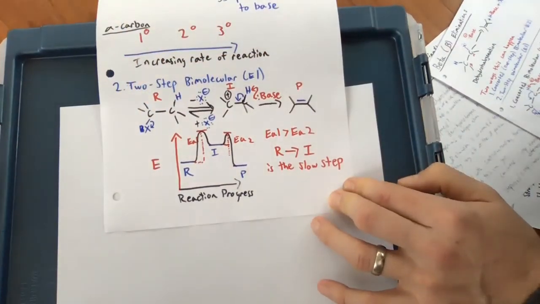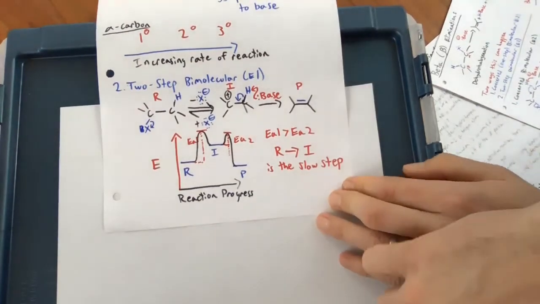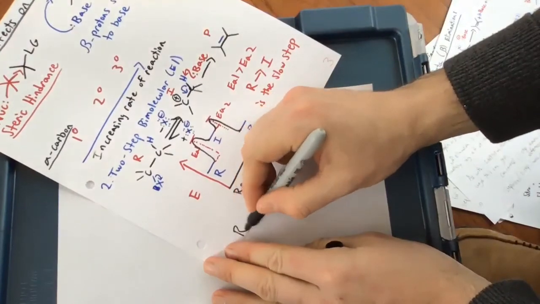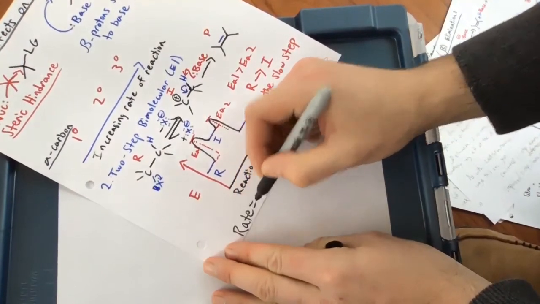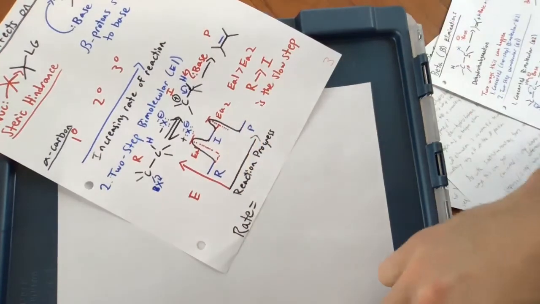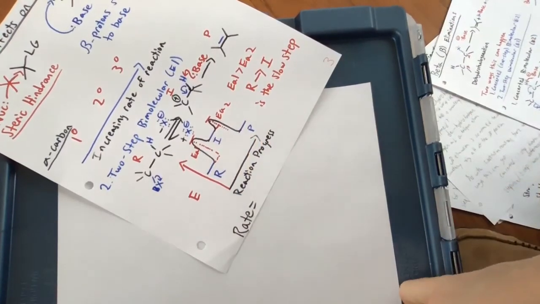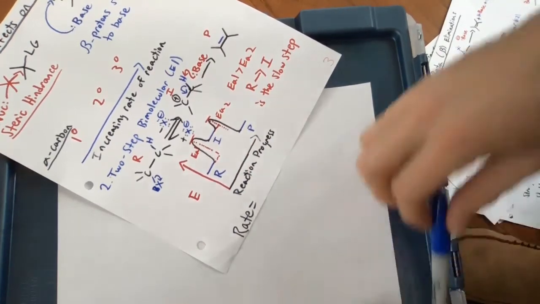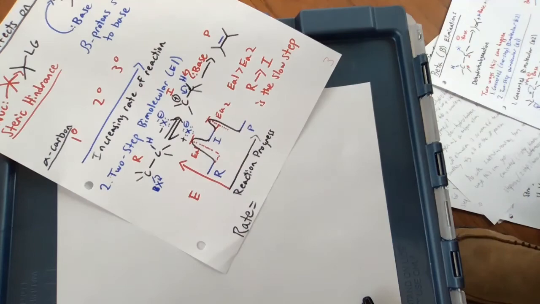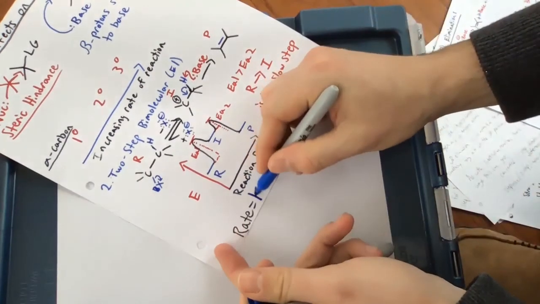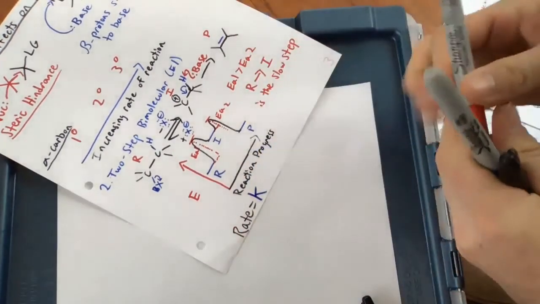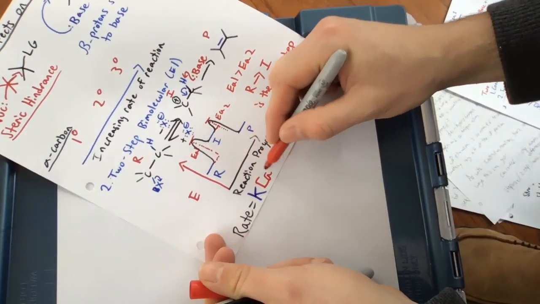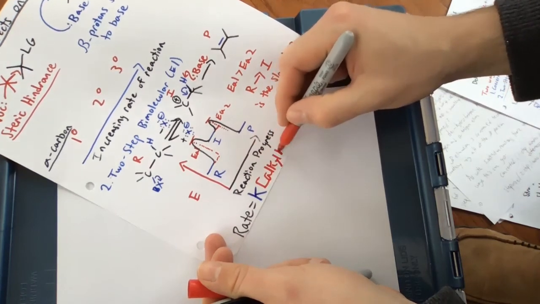So the rate law, as we understand it, is equal to, we'll just write it here. The rate is equal to the rate constant times the concentration of the alkyl halide only.